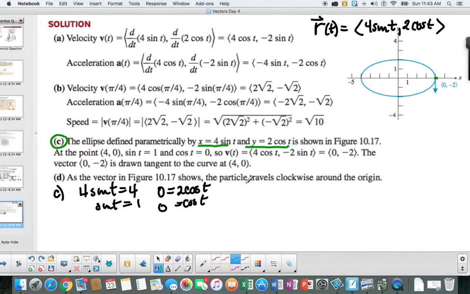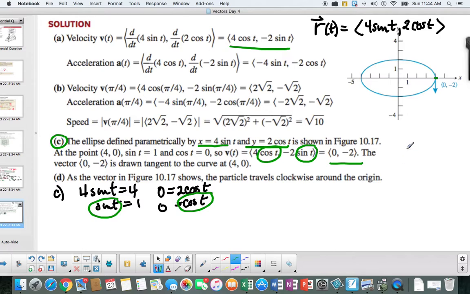All right, we want to find the velocity vector. Remember, we've been given the velocity vector up here. And at this point that we're looking at, (4, 0), we know that the cosine of t is 0, and we have found that the sine of t is going to be 1. So our velocity vector is going to be (0, -2).